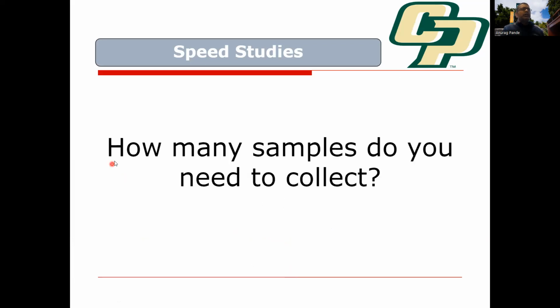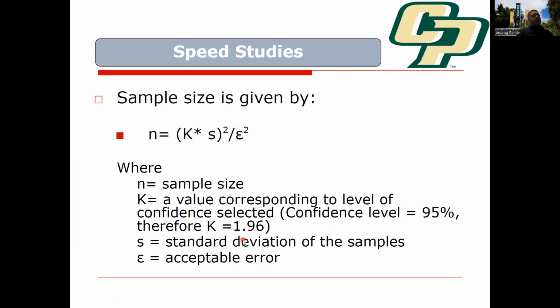So this is a tricky question: how many samples do you need to collect? There is a statistical formula to do that. The sample size is given by N = (K times S) squared divided by epsilon squared, where N is the sample size that you need. K is the value corresponding to the level of confidence selected. If you are looking for a 95% confidence interval, that value of K will be 1.96. And if you're only looking at a 90% confidence interval, the value would be probably 1.62.